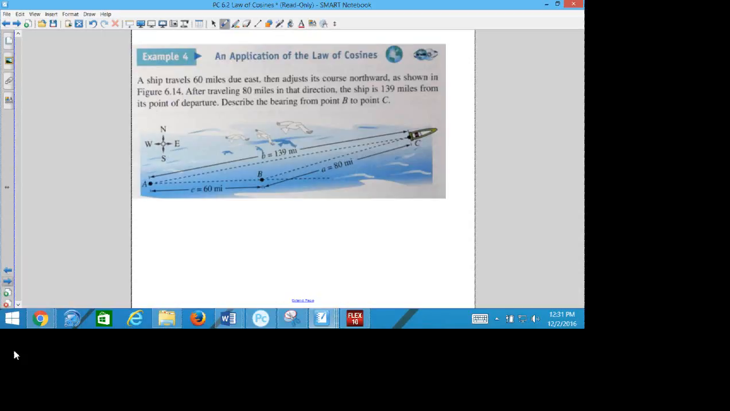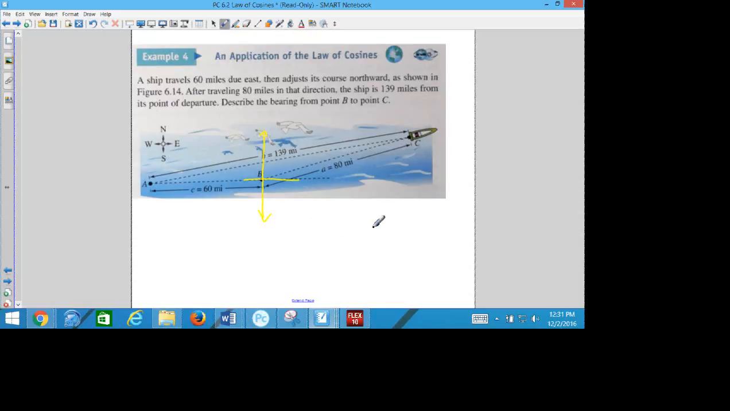Actually, what we're trying to find is the bearing from B to C. So we're trying to find the bearing, and bearing always goes off of north or south. So I'm going to draw a north-south line at B. Here is east-west already drawn for us.